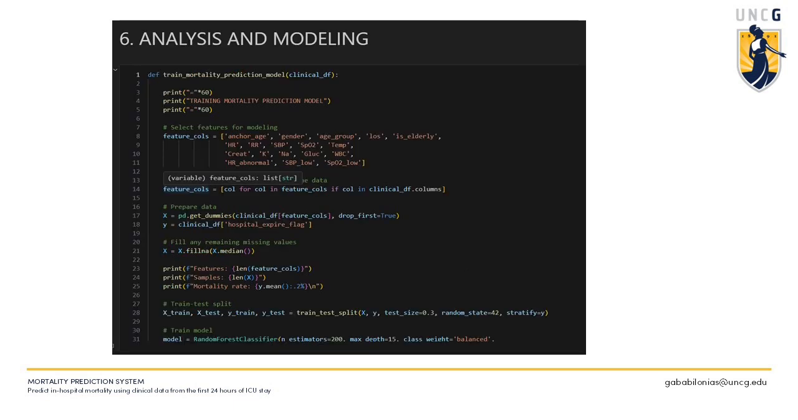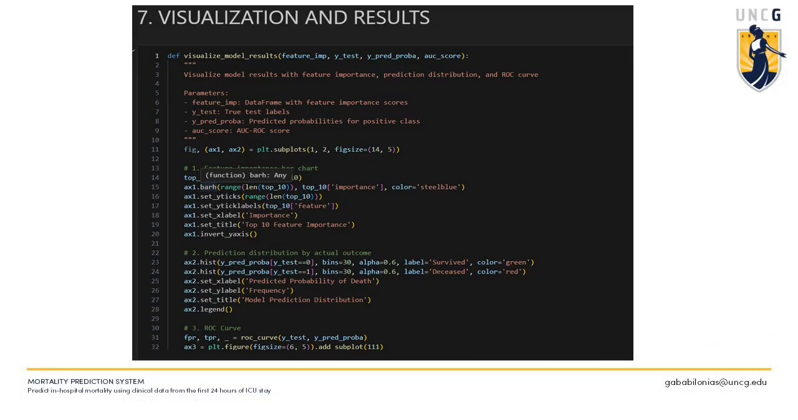Section 6, analysis and modeling function. Full training pipeline. 70 to 30 train test split with stratification. Returns trained model and all evaluation metrics. Section 7, visualization. Creates 3 key visualizations: feature importance, prediction distribution, ROC curve.